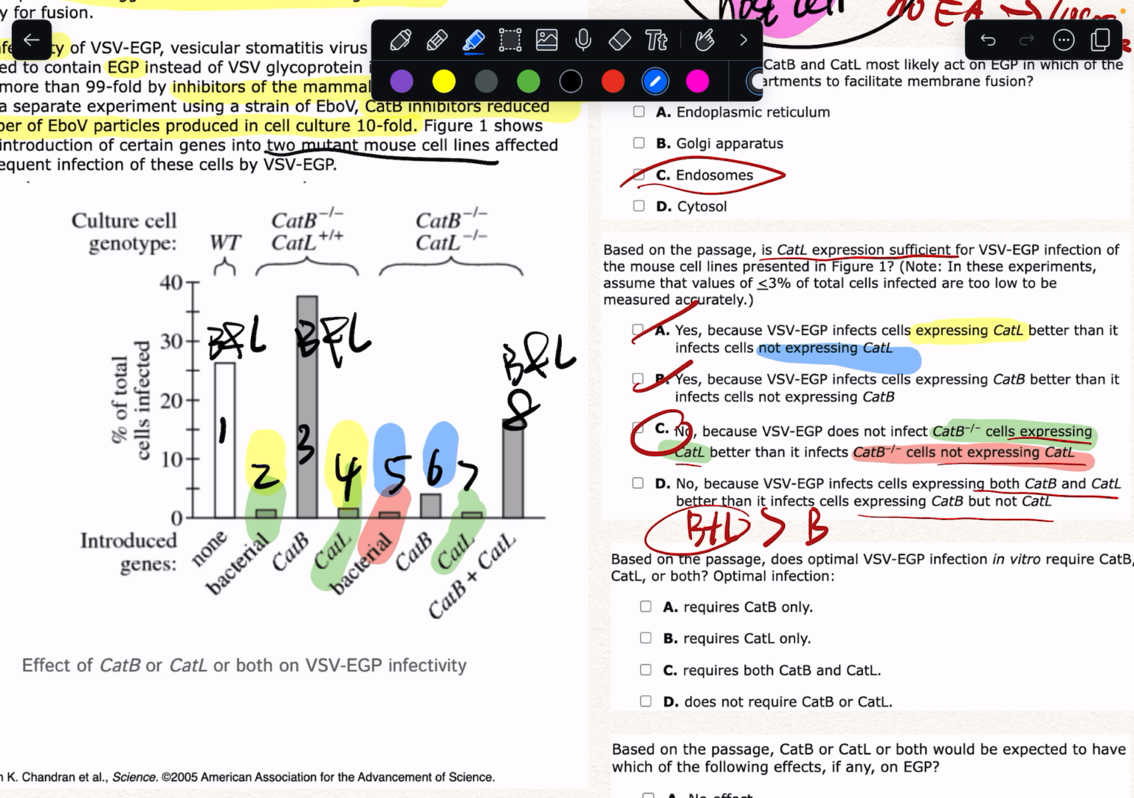B says, yes, because VSV EGP infects cells expressing cat B better than it infects cells not expressing cat B. I don't like this from the beginning because it's telling me cat B is so great. But even if it were true, the question is asking, is cat L sufficient? So it's really out of scope. So B is wrong. After this detailed analysis, C is still our best answer.